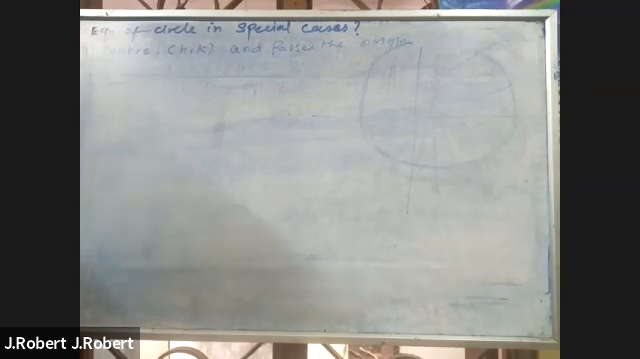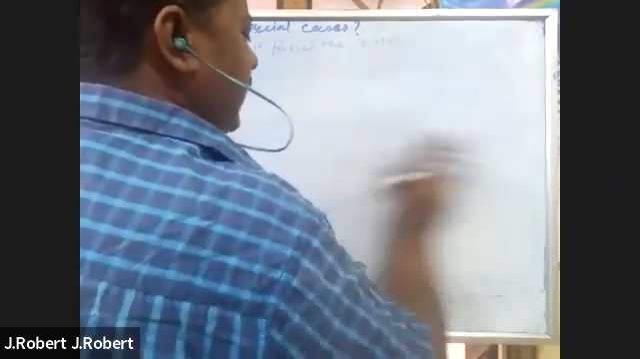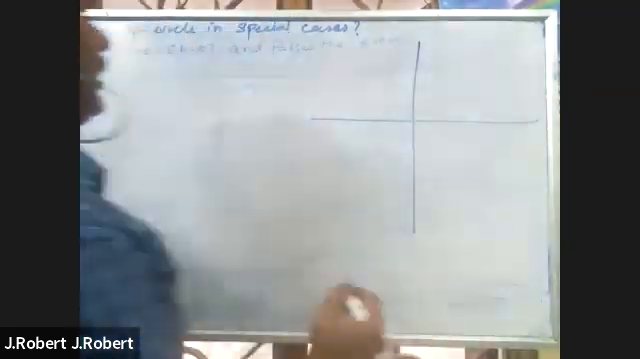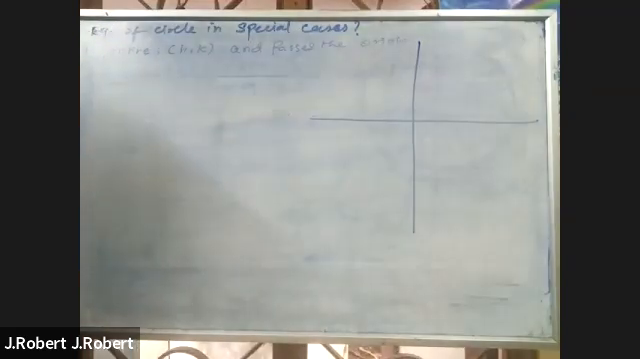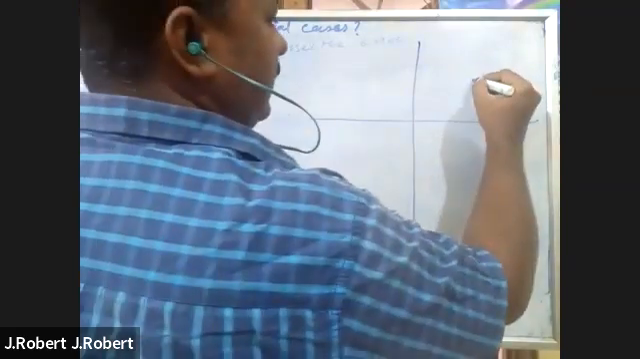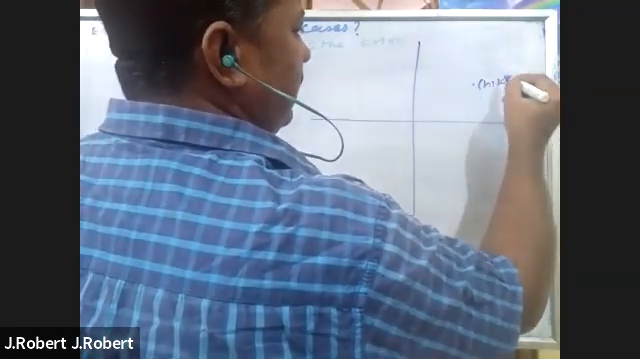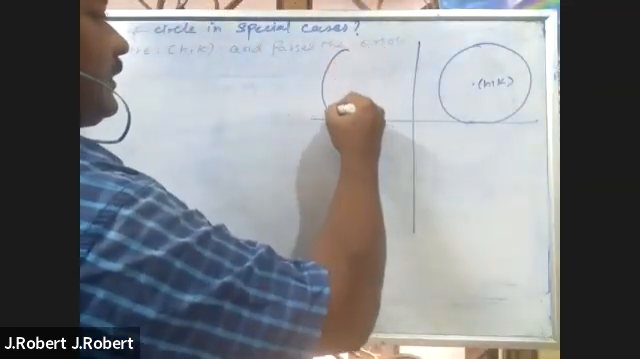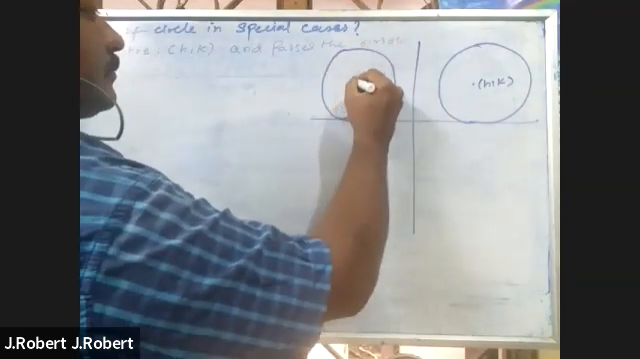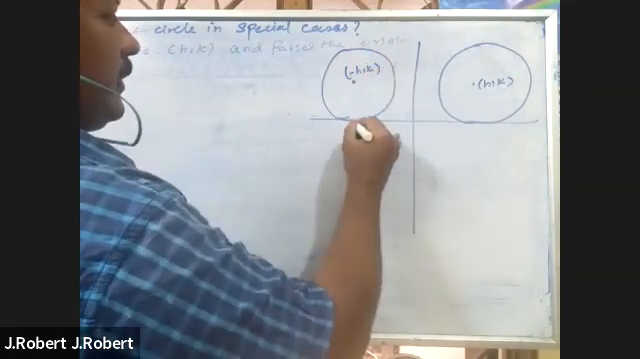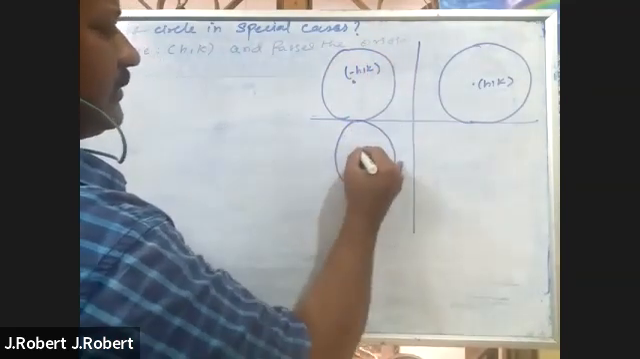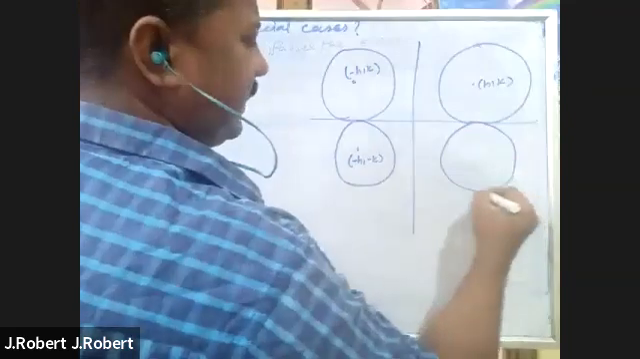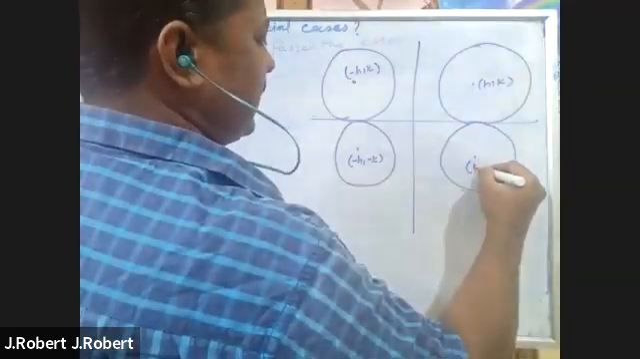பாருங்க, இதை எப்படி போடலாம் அப்படின்னா, we can take the two axes, x axis and y axis. இப்போ என்ன சொல்றோம்னா, the center is h comma k and passes through the origin. ஒருவேளை ஃபர்ஸ்ட் குவாட்ரண்ட்ல வந்தா the center is h comma k. If it lies in the second quadrant, I can write the center is minus h comma k. If it lies in the third quadrant, the center is minus h comma minus k. If it lies in the fourth quadrant, the center is h comma minus k.